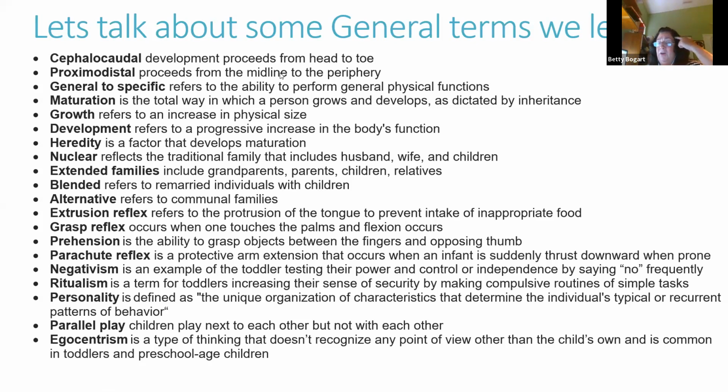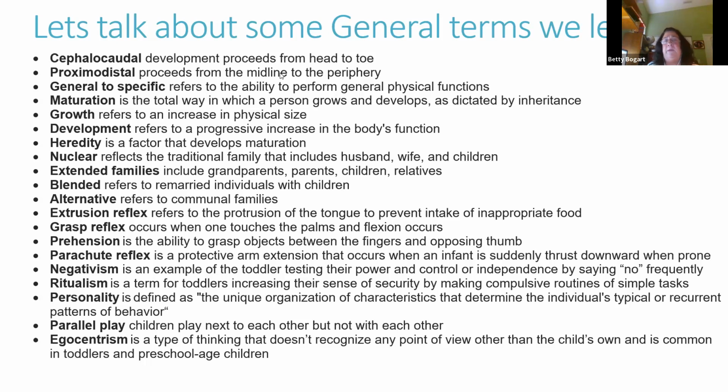Cephalocaudal means first you lift your head and then you go to walking. Cephalic is the head, okay? And then it goes to caudal, which means you walk. That's the first year of life, cephalocaudal. Proximal-distal means you start with everything here, and then you start working to the distance. Proximal means here, distal means away. And that's just the way a baby is learning, okay?